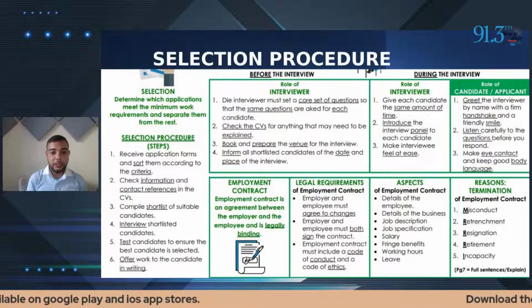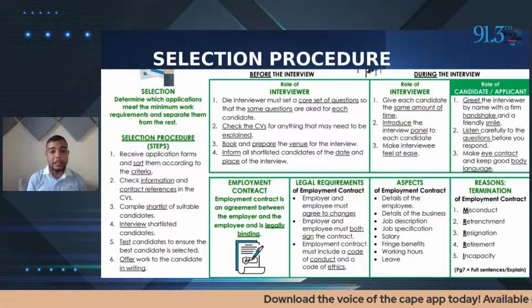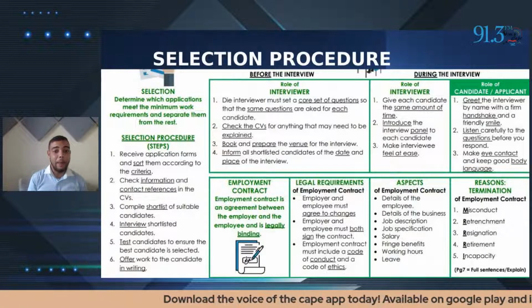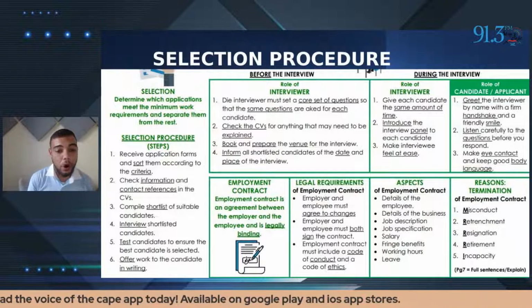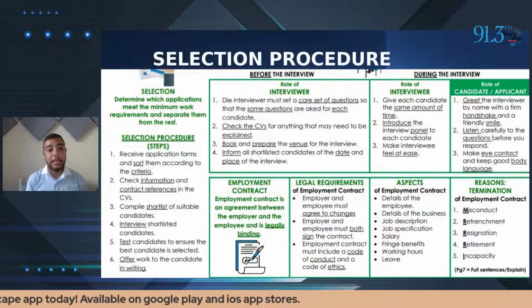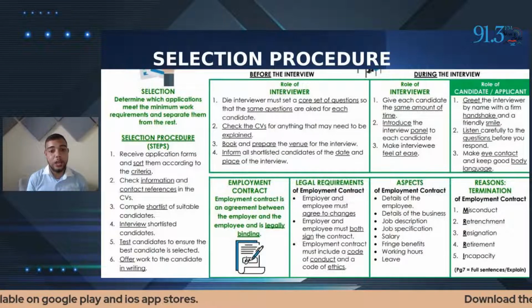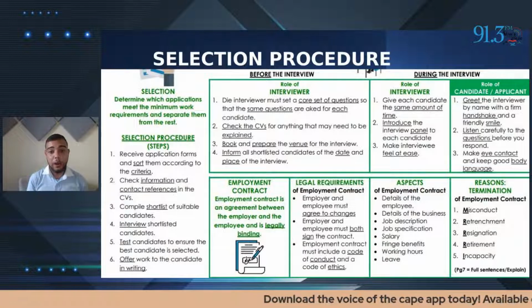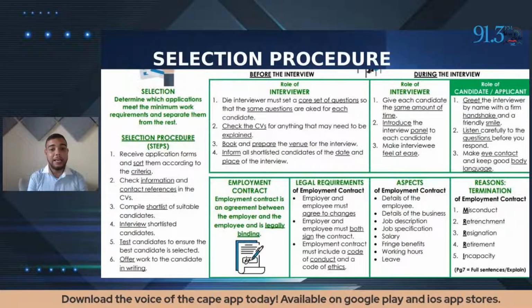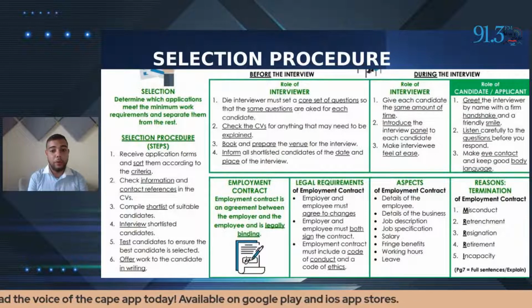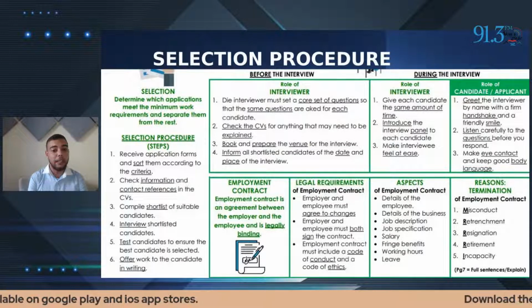So, the employment contract, what will happen here? An employment contract is an agreement between the employer and the employee and is legally binding. You'll also see this in one of the acts, the Labour Relations Act, or the Employment Equity Act as well. So the legal requirements of the employment contract: employer and employee must agree to changes. Employer and employee must both sign the contract, and it must include a code of conduct and a code of ethics.